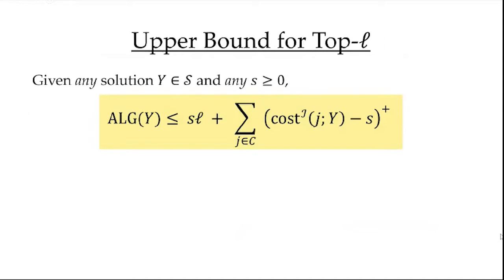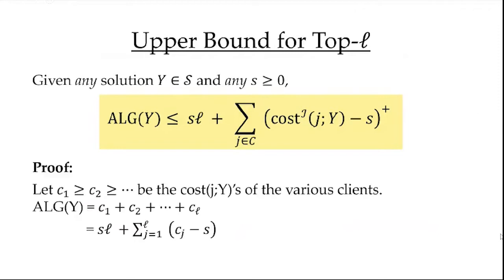So let me say that again. This is a lemma. It says that if I want to understand the value of a solution y, then I just need to look at the cost of every client minus any parameter s, the positive part. I sum that up and add sL. That's an upper bound on alg. In particular, if s is this t star, I will have alg at most t star L plus this quantity, which is exactly opt of t star.